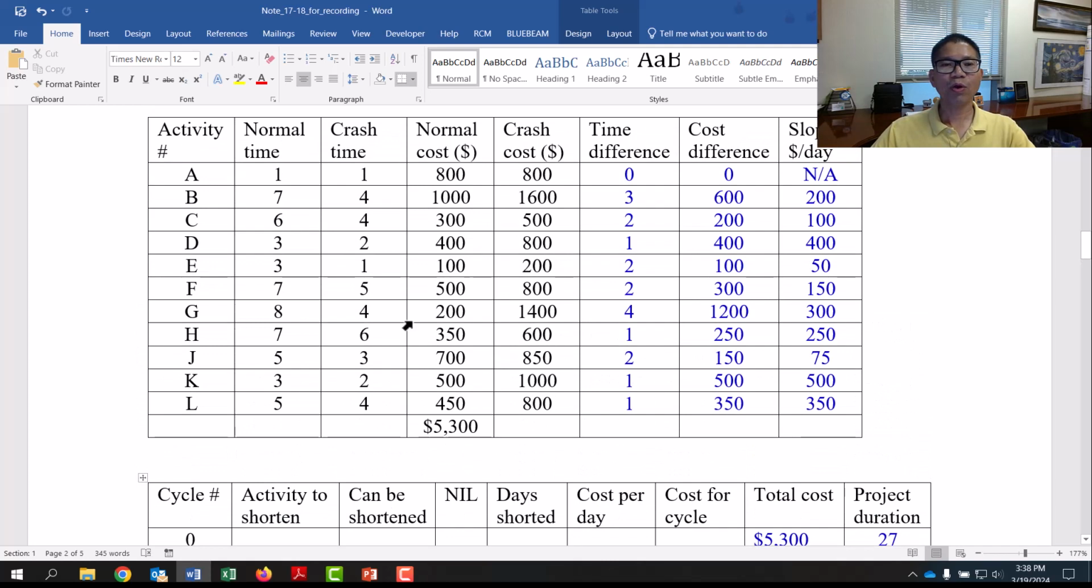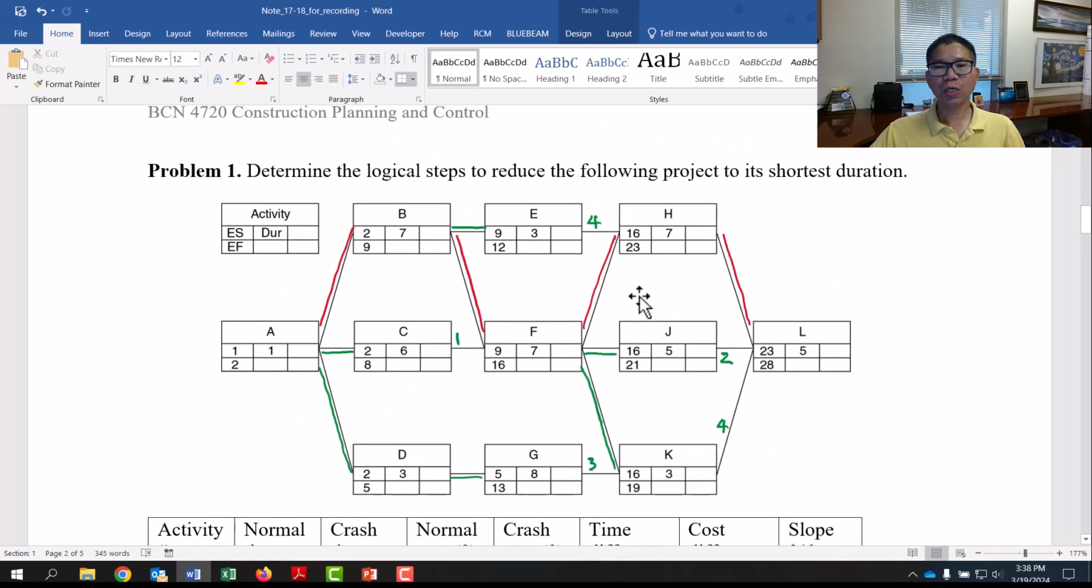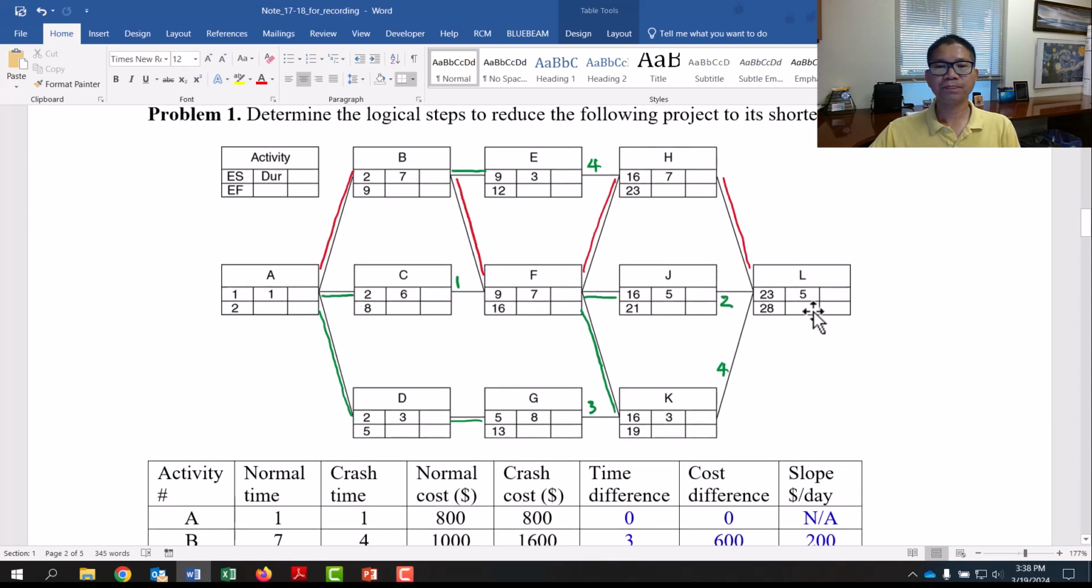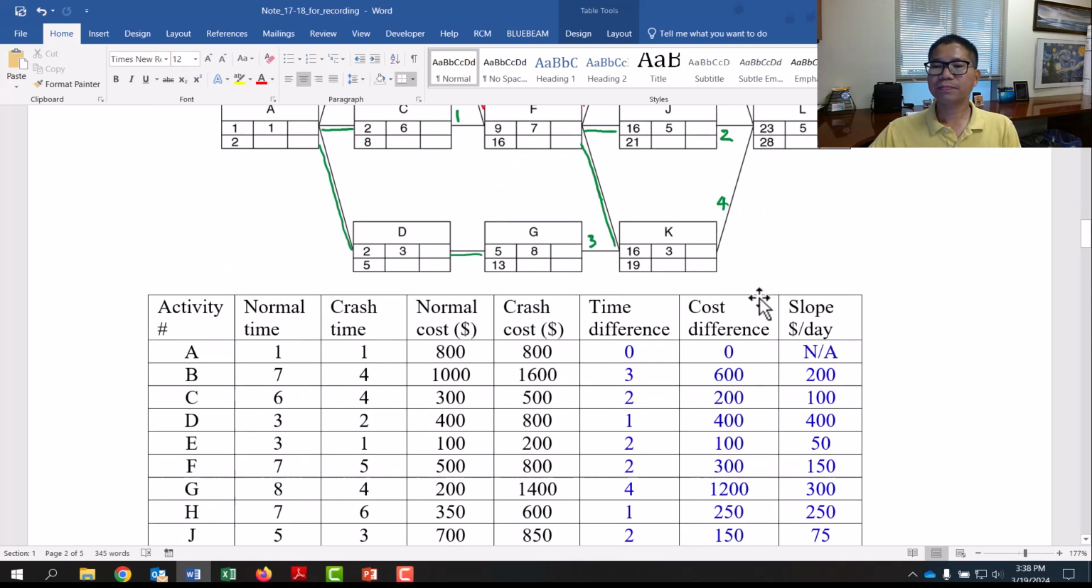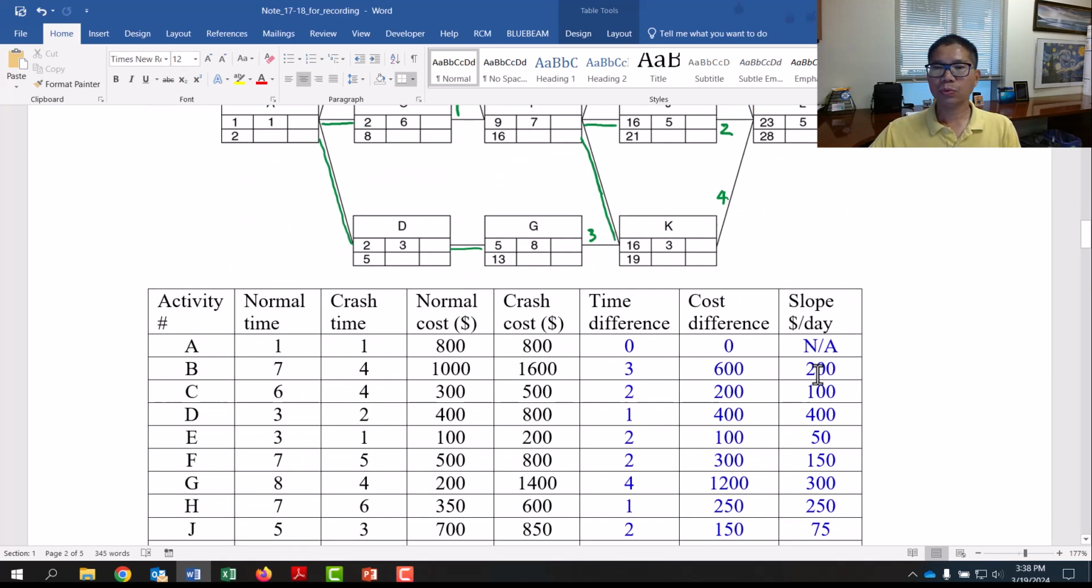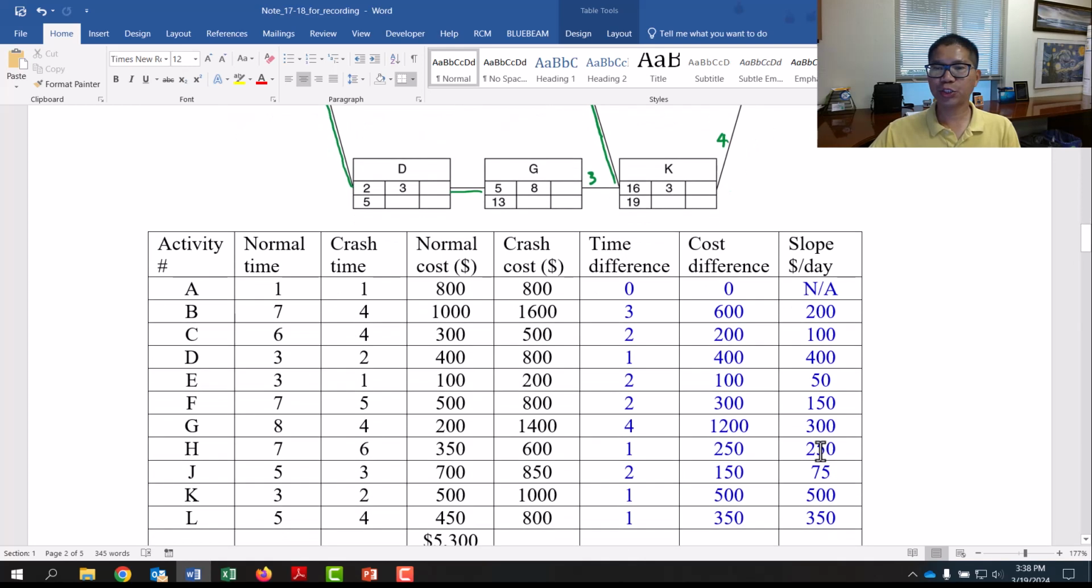And F, we no longer can touch because you were allowed to shorten 2 and you already shortened 2. So the other activities that we can look at right now are B, H, and L. B 200, H 250, L 350. They are on the critical path. So 200 for sure stands out.